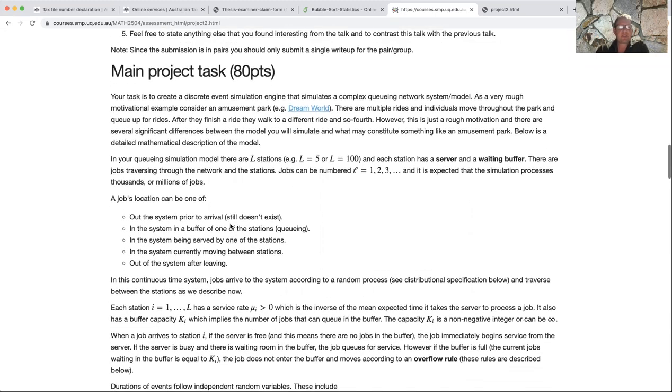So here's the main project task. What you're doing is a discrete event simulation of a queuing network. You can think of this network as potentially modeling something like an amusement park, like this Dream World.